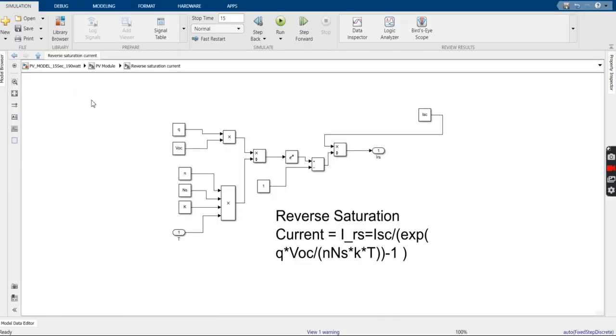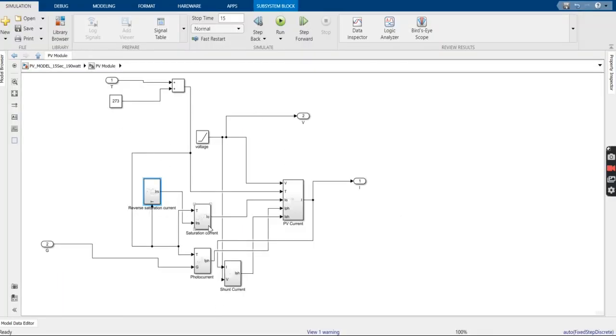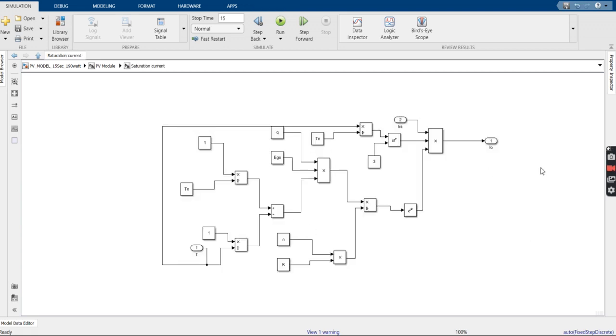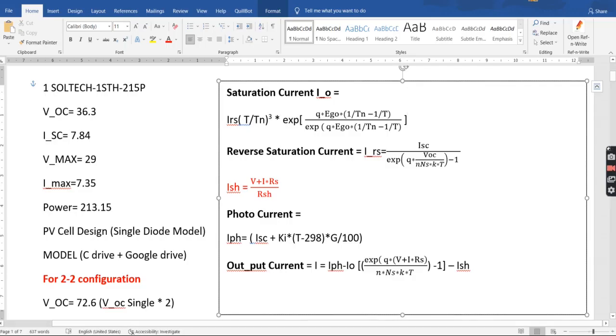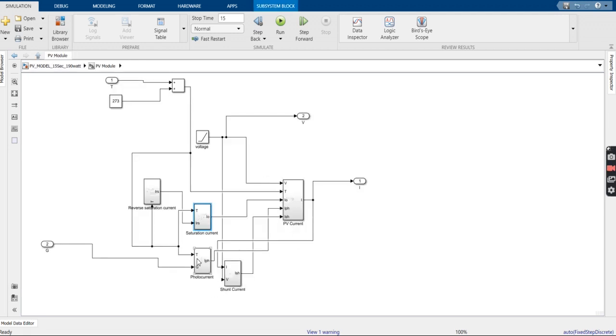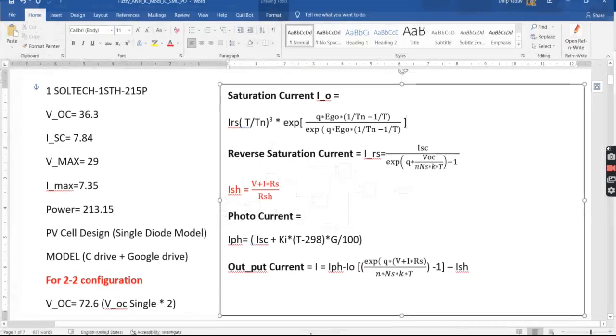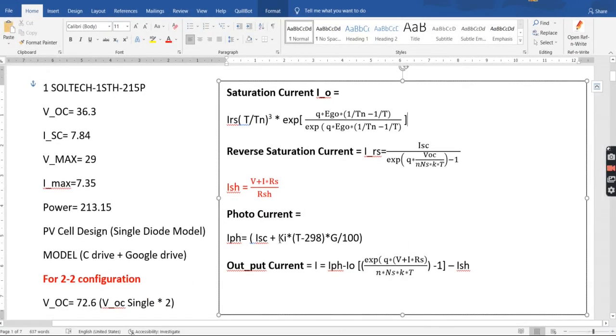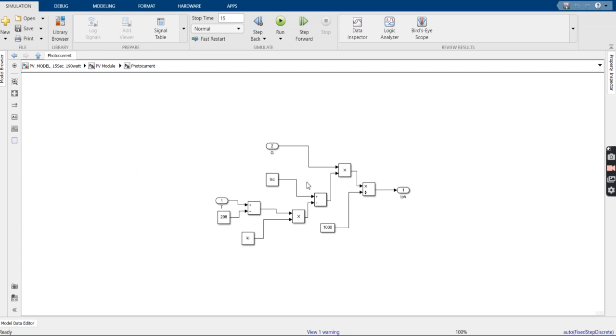Similarly, we are going to go for the I naught value. The I naught value can be calculated similarly. We need the saturation current. This is the I naught value. Similarly, the saturation current I naught can be calculated, and when we go for the total current, that is the photocurrent IPH value, IPH can be calculated as ISC plus KI into T minus 298, into G upon 1000. That is the irradiation value, G, that we are going to calculate. So similarly we have used this, and G has been taken.